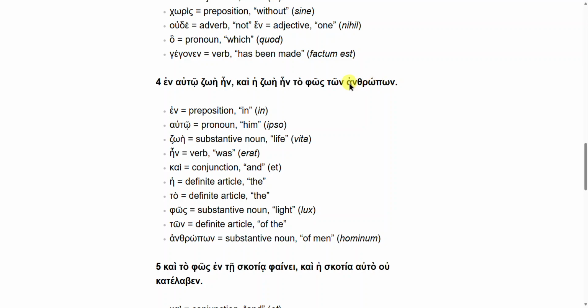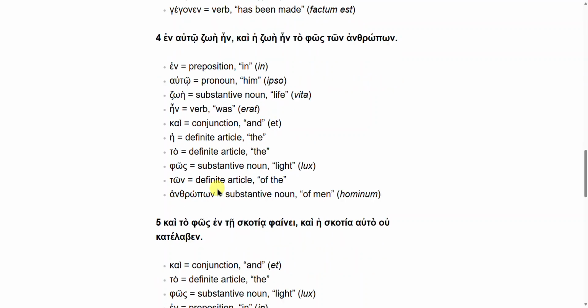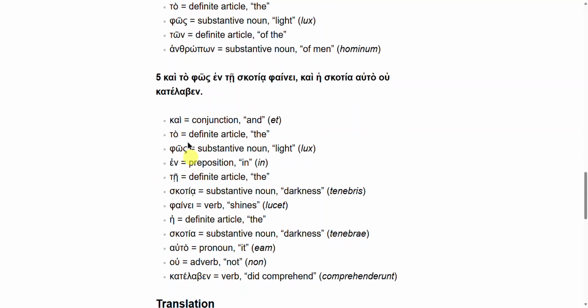Anthropon. If you think of the English word anthropology, it means the study of man or the science of human nature. If you think of anthropomorphism, it means having the form of man. Anthropos is the Greek word for man. That's verse 4. Verse 5.